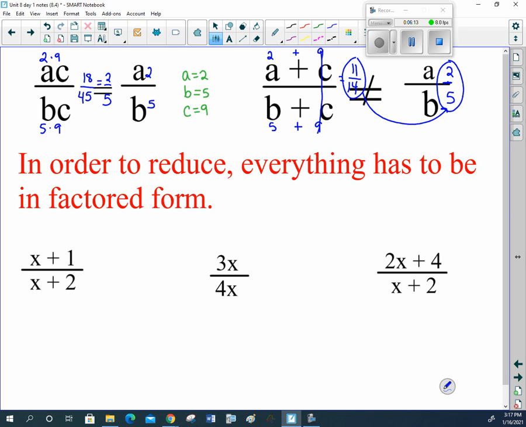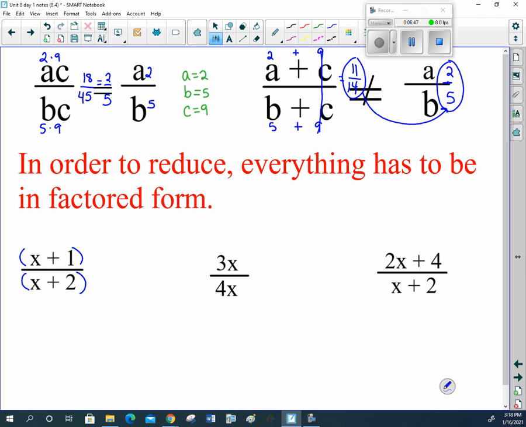Okay, so in this chapter, the big key is that in order to reduce anything, you've got to have it in its factored form. So if I look over here on the bottom left, this very first one, I'm going to put parentheses around this x plus 1. That's going to be considered a grouping, and the x plus 2 is considered a grouping. We just talked about how we can't cross those x's out because of our addition sign. So since the x plus 1 is its own grouping and x plus 2 is its own grouping and they're not the same, that answer is reduced. That's as much as that fraction will reduce.